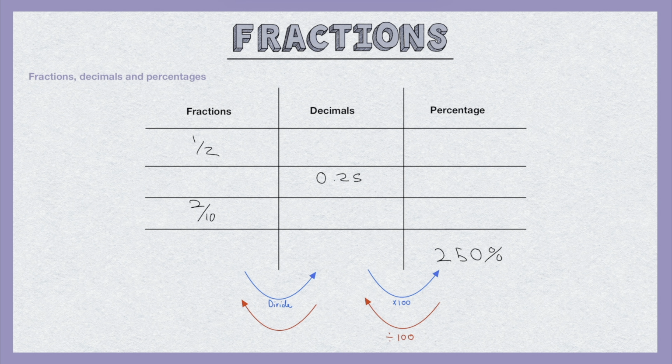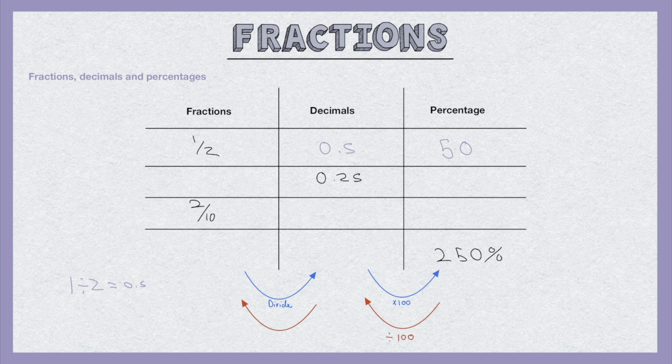So as you can see down here, from fraction to decimals you divide, and that means you go 1 divided by 2. So the top one divided by the bottom one equals 0.5. And you put 0.5 in the decimals, and then going from decimals to percentage, you're going to times by 100, so that equals 50%.